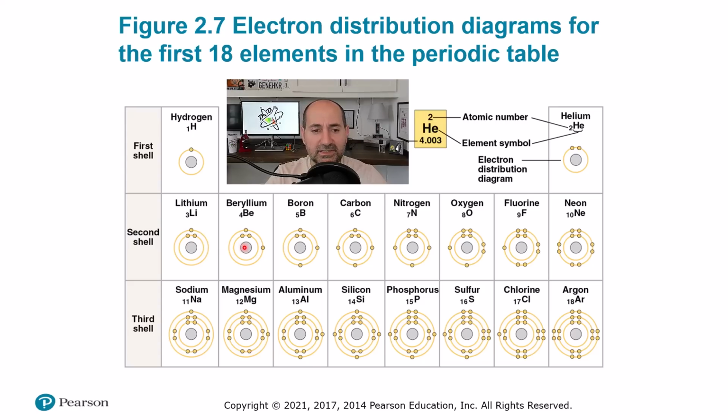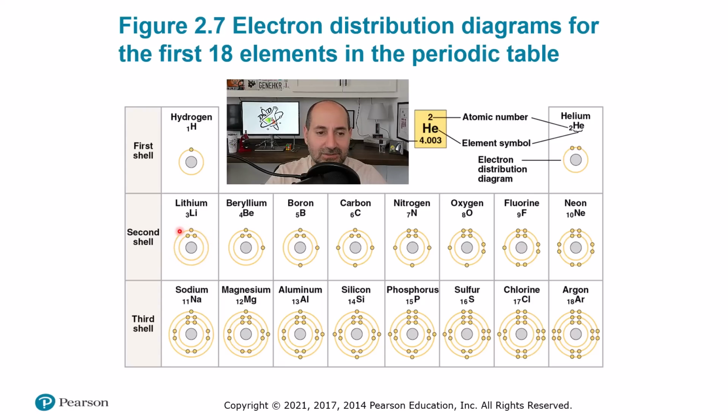Now, let's look at beryllium. Beryllium has 4 protons. So you guessed it, it has 4 electrons. 2 of the electrons exist in the first shell and 2 electrons in the second shell. Boron has 5 protons and 5 electrons. Carbon has 6 protons and 6 electrons. And again, let me ask you this. How many electrons can exist in this second shell? Do you remember from when I was at the board? That's right. The second shell can house more electrons. Do you remember why?